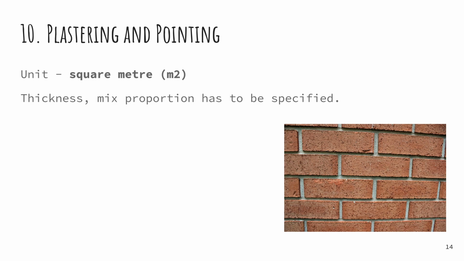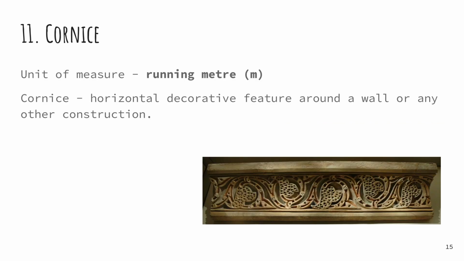Okay. And the next one is cornice. So cornice unit of measure is running meter. So as you can see in the figure, cornices are horizontal decorative features around a wall or any other construction. Okay, so that's it. You measure it along its length, right? And that is in meters.